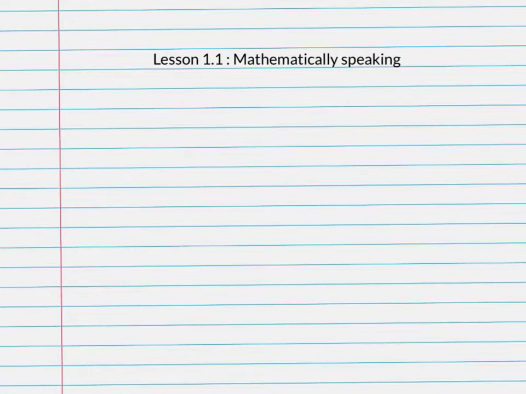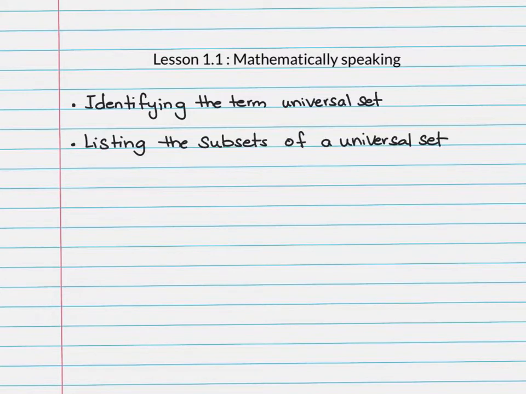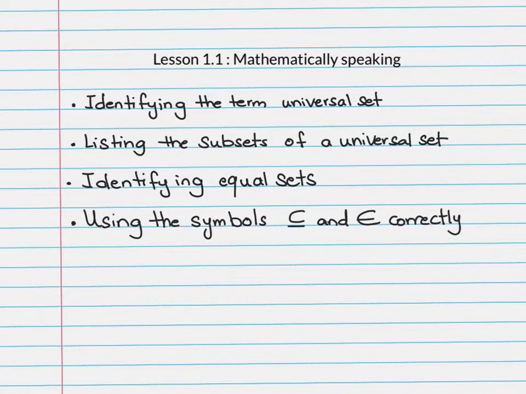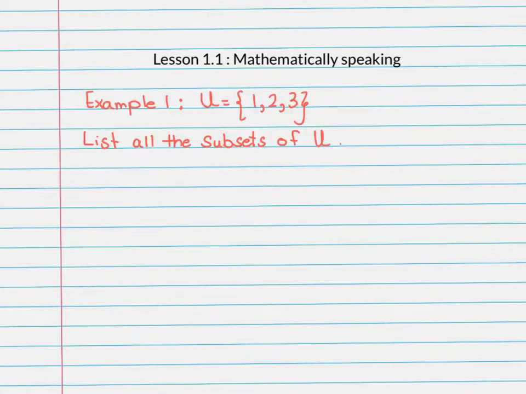We will continue with the concept of sets, but we will focus in today's lesson on 4 objectives. Objective number 1, identifying the term universal set. Objective 2, listing the subsets of a given universal set. Objective 3, identifying equal sets. And objective 4, using the symbols subset and belong correctly.